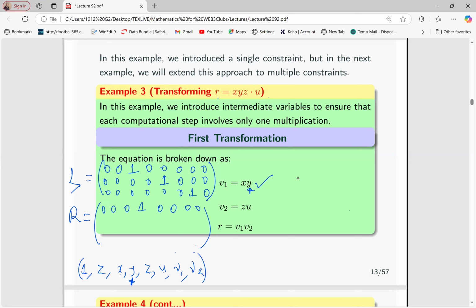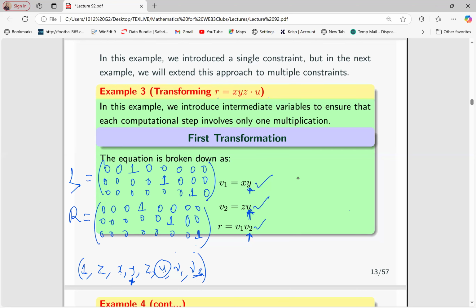Let's go to the second row. U is on the right side. So U becomes 1. The rest are zeros, 7 zeros. Then finally, the third row, on the right side, you have V2. So V2 becomes 1. The rest will be zeros.